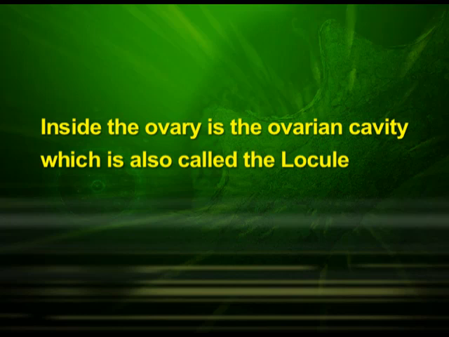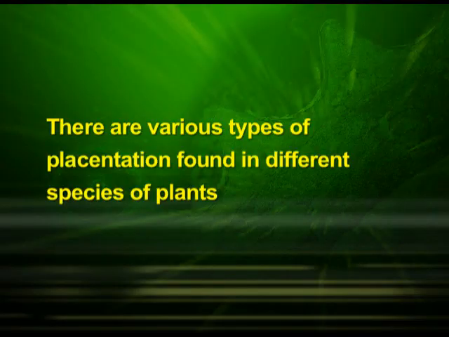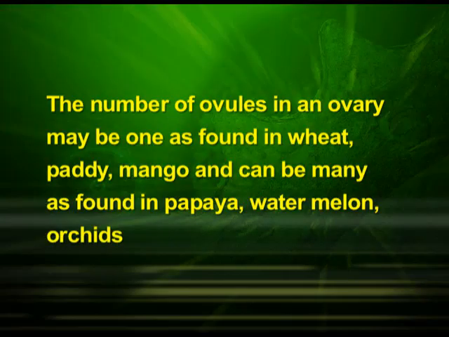Inside the ovary is the ovarian cavity, which is also called the locule. The placenta is located inside the ovarian cavity. There are various types of placentation found in different species of plants. Arising from the placenta are the megasporangia, which are commonly called ovules. The number of ovules in an ovary may be one, as found in wheat, paddy, mango, etc., and can be many, as found in papaya, watermelon, orchids, etc.